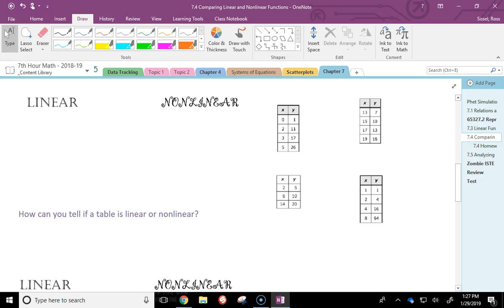Okay, the next one. How can we tell if a table is linear? This is the one that I think is the most difficult, or it actually requires the most work. There are 3 main ways we could identify on a table. One, we can look for a constant rate.